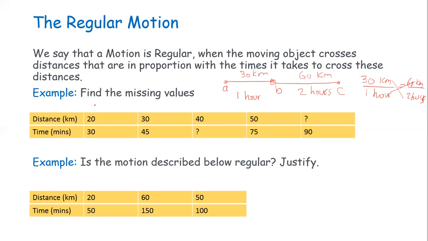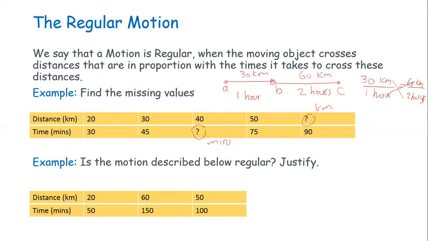So let's take a practical example by finding the missing values in the table. We have a table of distances here, 20 kilometers, 30 kilometers, etc. And the times in minutes the object needs to cross these distances. So here we need to find those two missing values, the first one in minutes and the second one in kilometers.